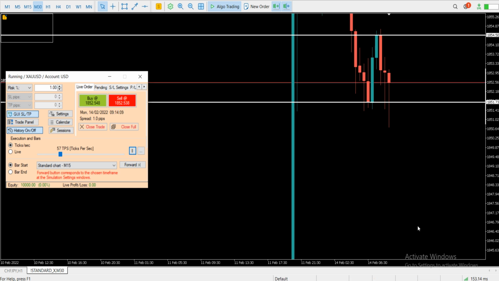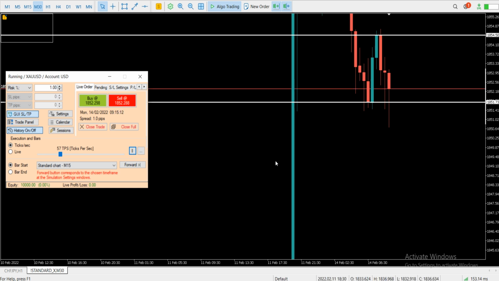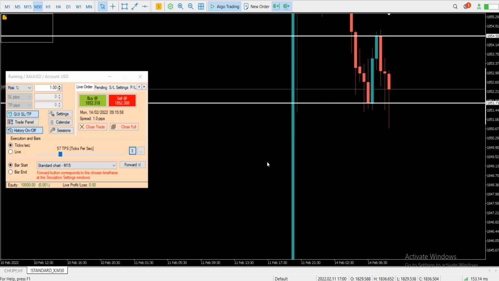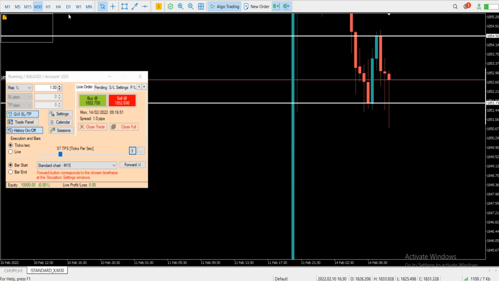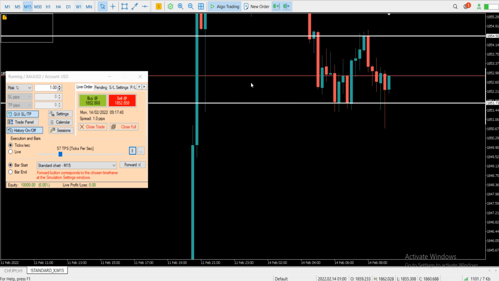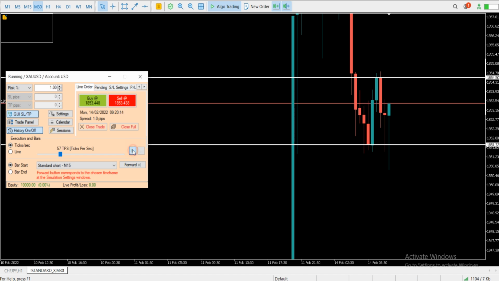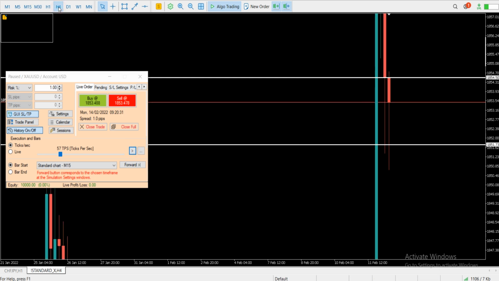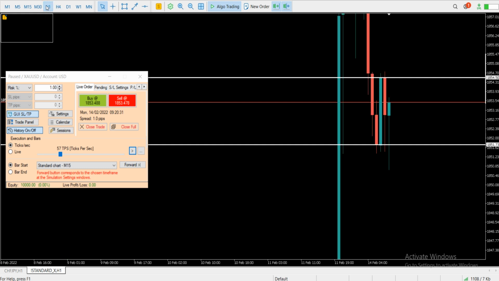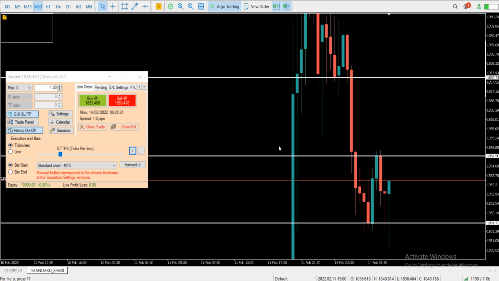Market will never move straight. It will always retrace and then go. 15-minute candle closed with a rejection. Looking at the 30-minute. Okay, looking at the 4 hours rejecting, 1 hour, 30-minute.